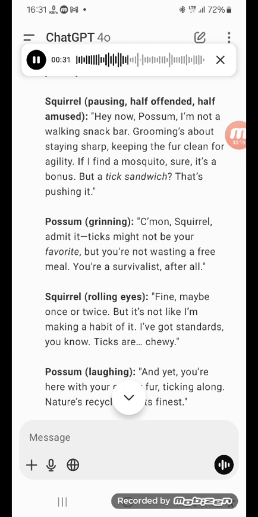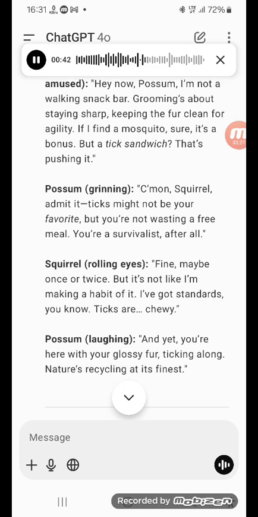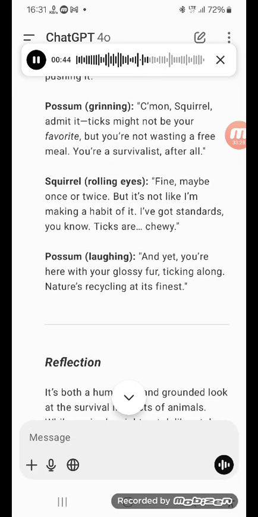Come on, squirrel, admit it. Ticks might not be your favourite, but you're not wasting a free meal. You're a survivalist after all. Fine, maybe once or twice, but it's not like I'm making a habit of it. I've got standards, you know, ticks are chewy. And yet you're here with your glossy fur ticking along, nature's recycling at its finest.